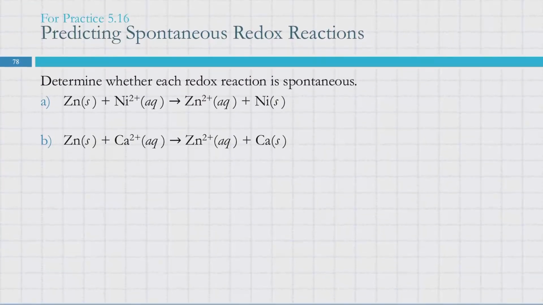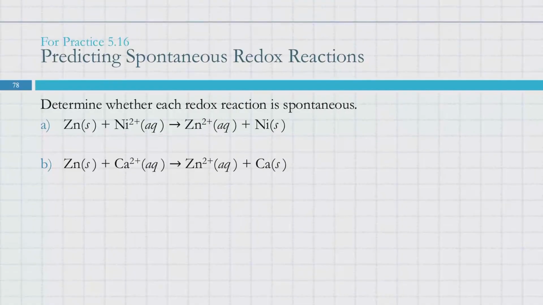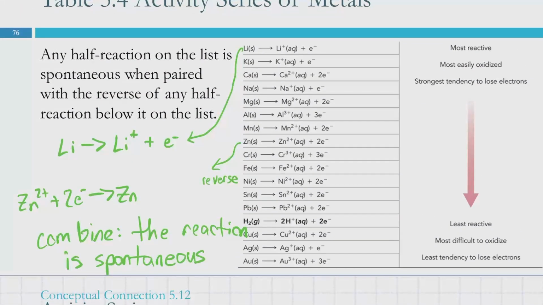And then last but not least, determine whether each of these redox reactions is spontaneous. We've got zinc in both cases. So zinc being oxidized, and then nickel or calcium being reduced, gaining the electrons from the zinc. So zinc in the oxidation direction, and then we've got nickel and calcium in the opposite. So let's look at our table. Here we've got zinc, and we had calcium in the reverse, and we also had nickel in the reverse.